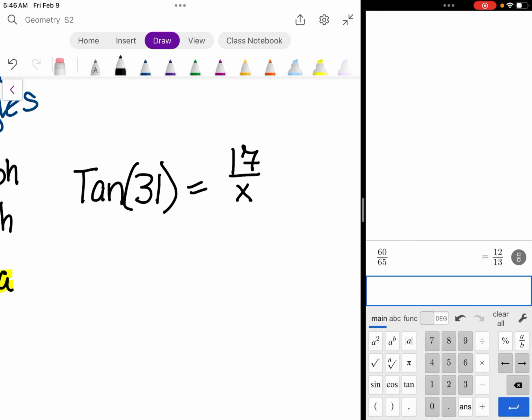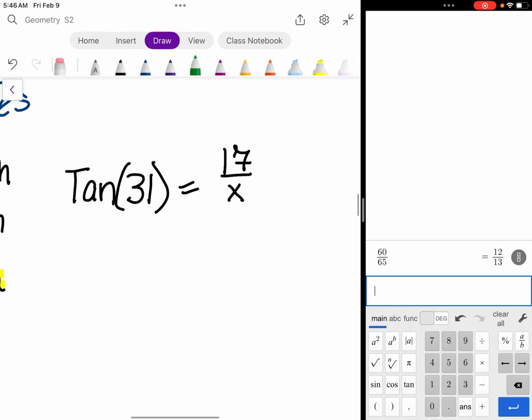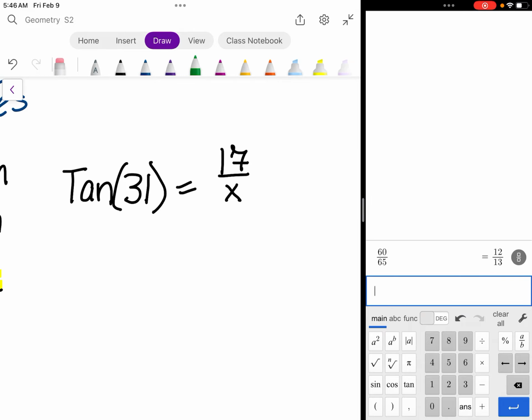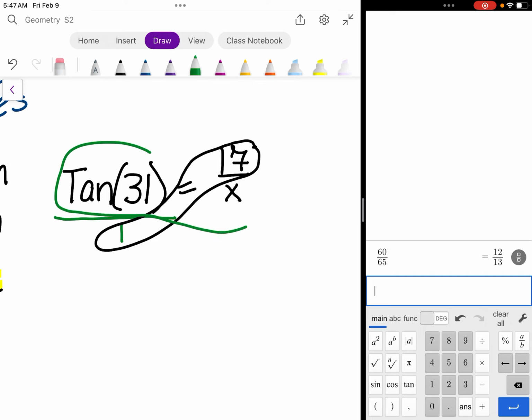Once you have the equation set up, we need to solve so x is by itself. When you have your variable in the denominator, we are going to cross multiply, just like we did last chapter. So we're going to take the top of one side and multiply it by the bottom of the opposite side.